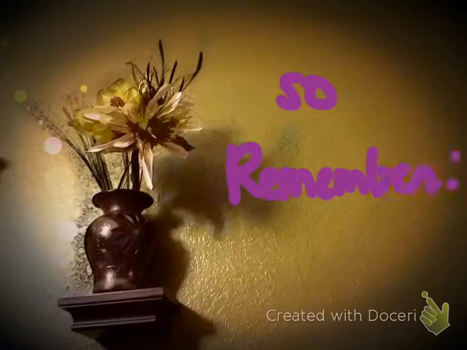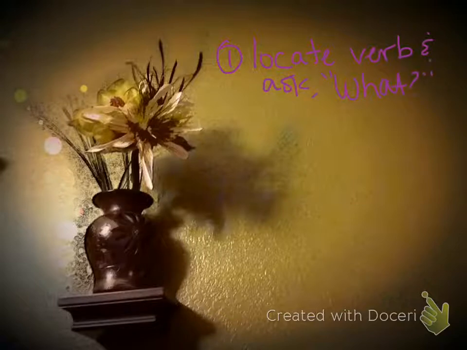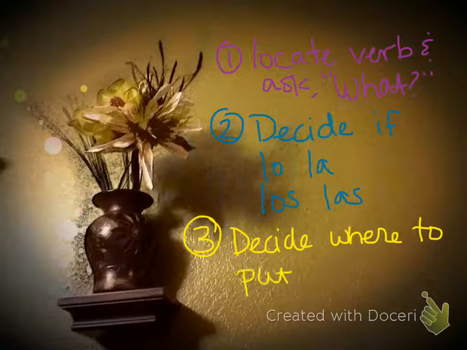So remember, there are three basic things you need to know. Number one, locate your verb in the sentence and ask yourself what. Number two, decide whether you're going to use lo, la, los, or las. And finally, decide where to put it in the sentence, either before your conjugated verb or attached to the infinitive. Hope this helps you out. Remember, you can rewatch any sections where I went too fast, rewatch and rework the practice questions, and then, of course, you can always ask me for help in class as well.